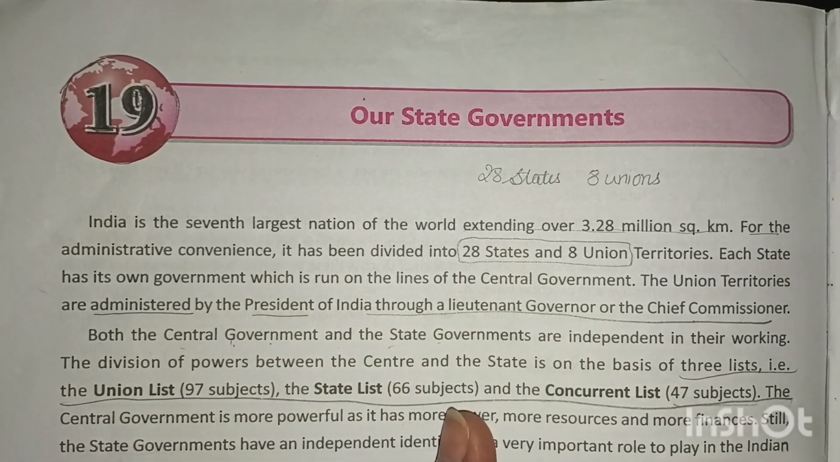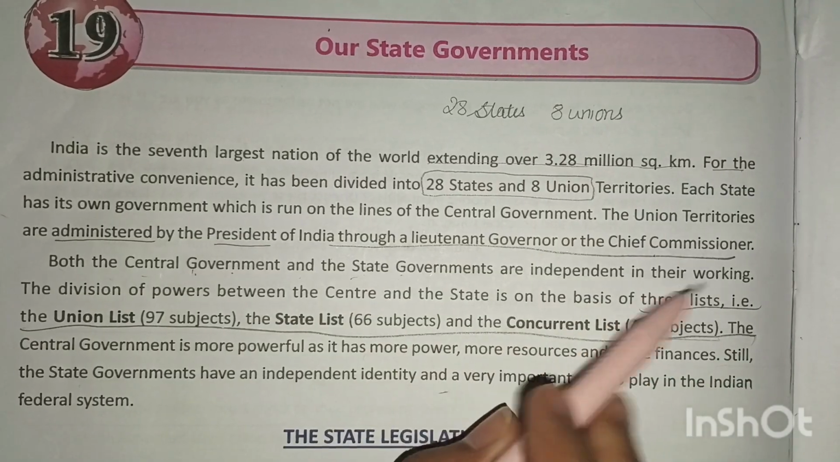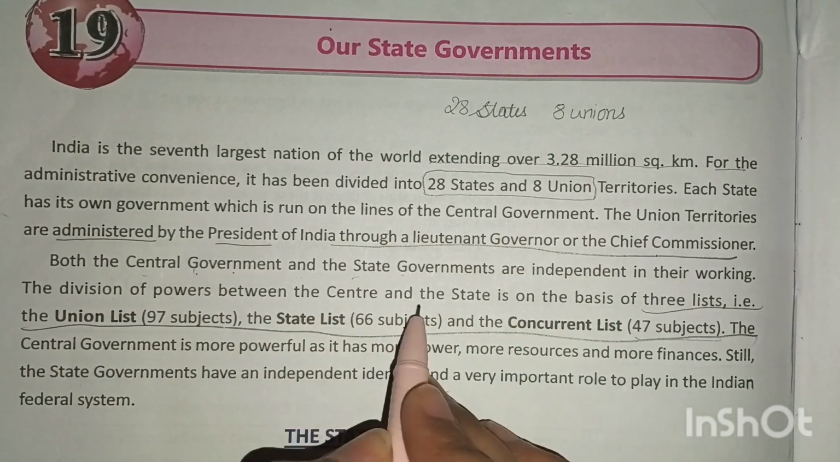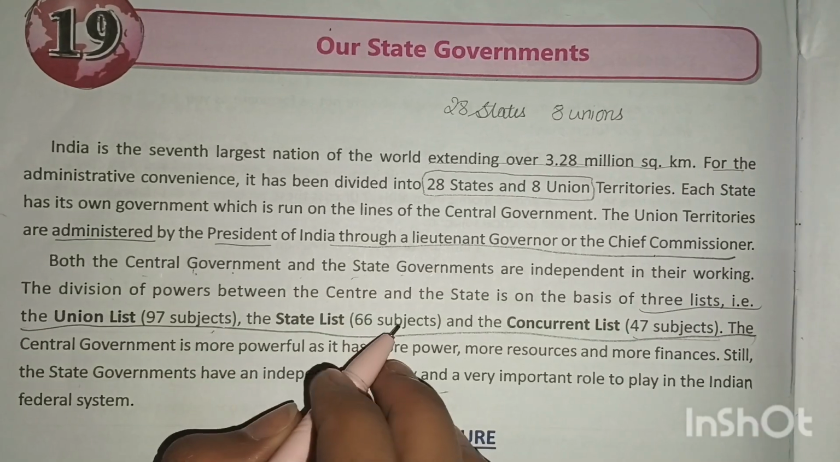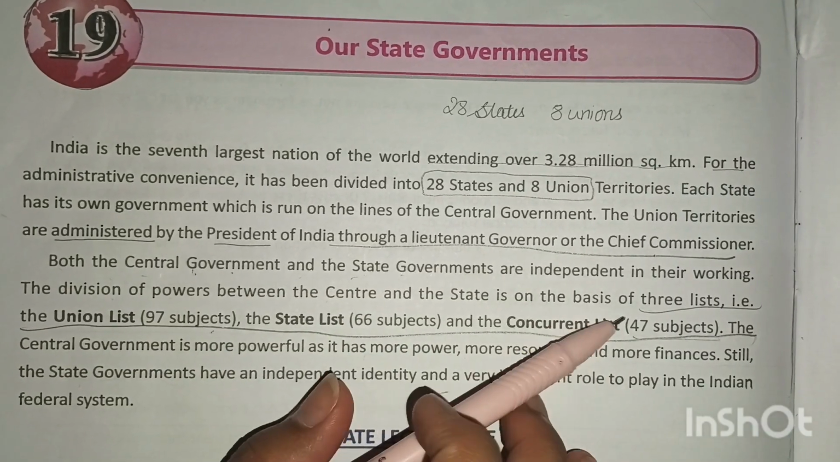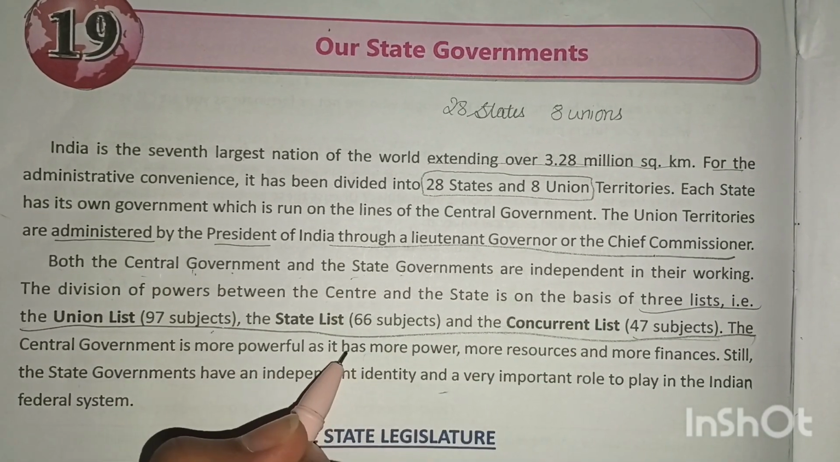Both the central government and the state government are independent in their working. The division of power between the center and the state is on the basis of three lists, that is the union list with 97 subjects, the state list with 66 subjects, and the concurrent list with 47 subjects. The central government is more powerful.